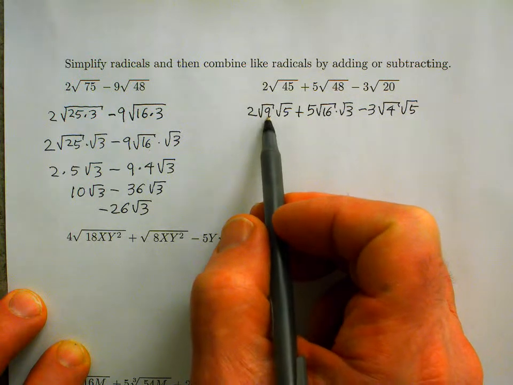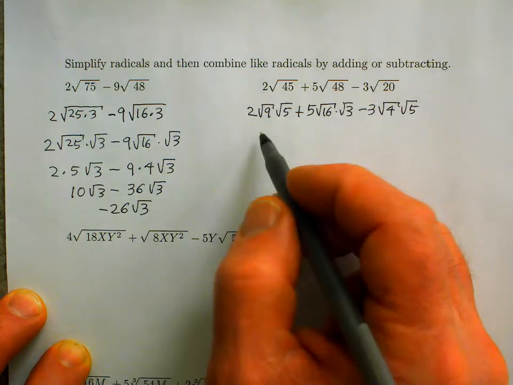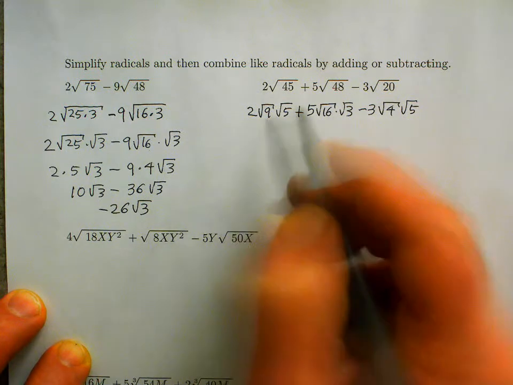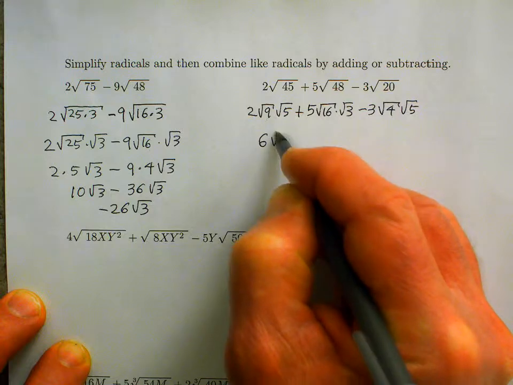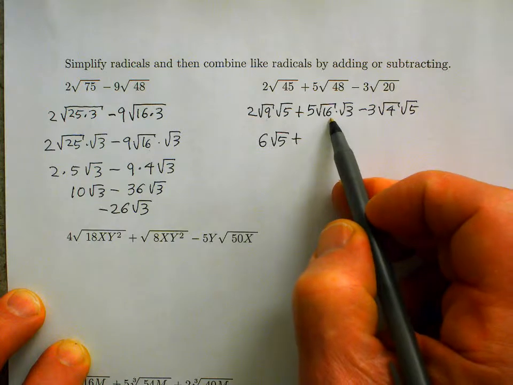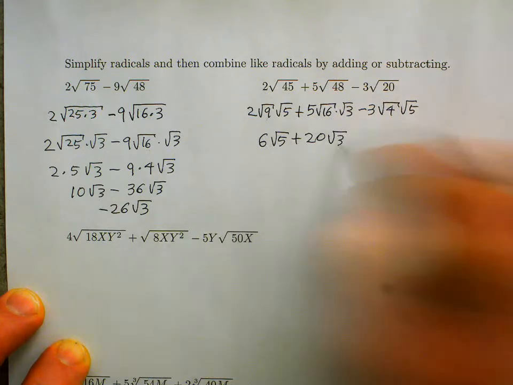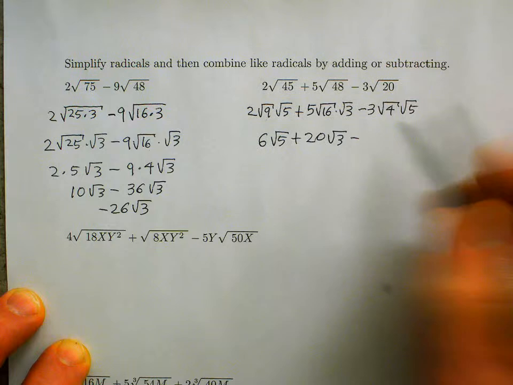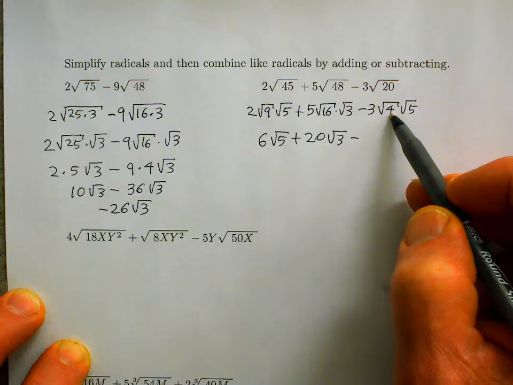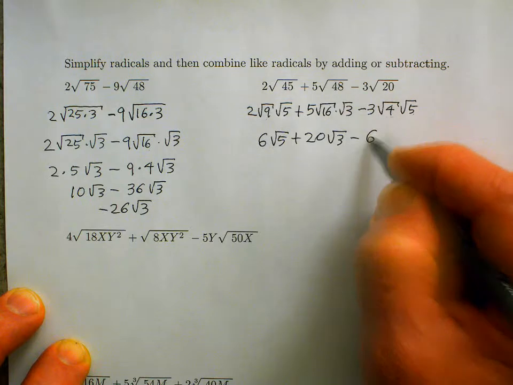Okay, the square root of 9 is 3. So I will bypass an intermediate step and do it all at once. The square root of 9 is 3, and 2 times 3 is 6. So this becomes 6 times the square root of 5. The square root of 16 is 4, and 5 times 4 is 20, so we get plus 20 times the square root of 3. And then minus 3 times the square root of 4 times 5. The square root of 4 is 2, so minus 3 times 2 times the square root of 5 becomes minus 6 times the square root of 5.